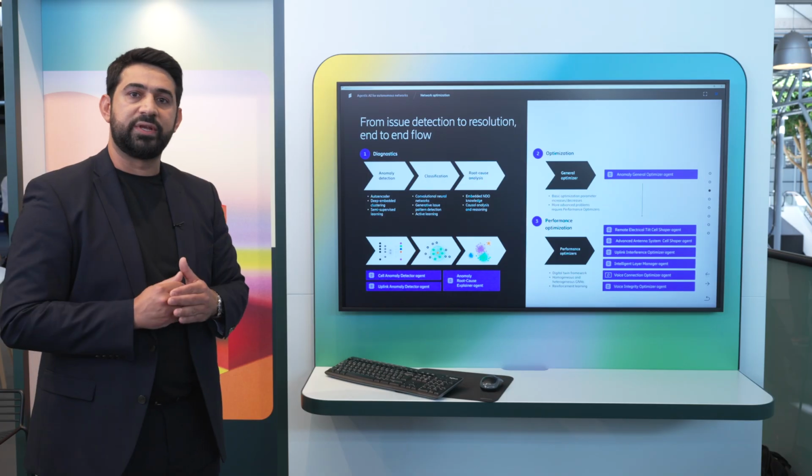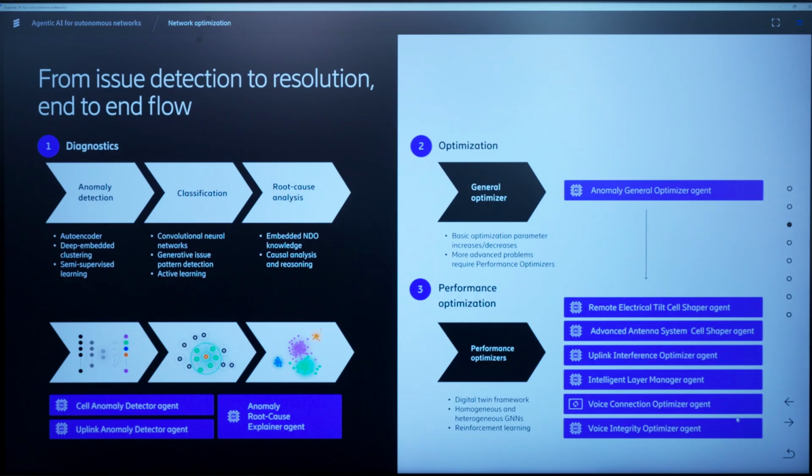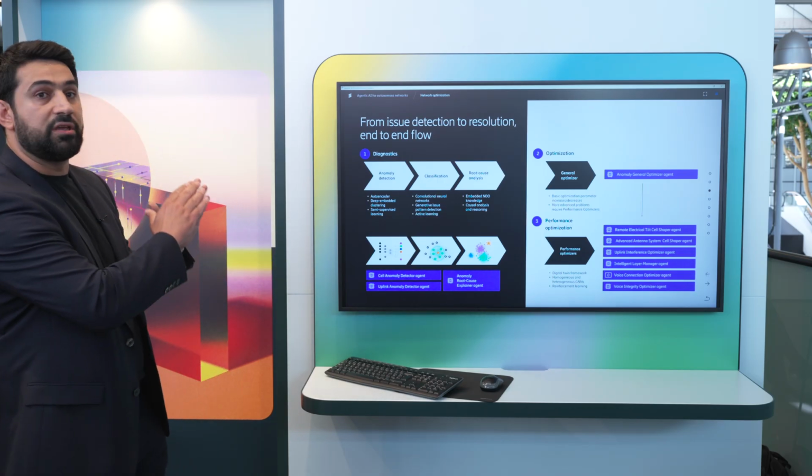And these optimizations can be as simple as changing a single parameter in the RAN that will anyway increase the performance. If there is an even more serious problem, we have specialized RAPs and agents that are able, for example, to look at the vertical antenna tilt, as well as the horizontal beam. We also have specialized agents and RAPs that are working on the voice quality, as well as the uplink interference for the signal optimization. Now, this is what we call the full loop.